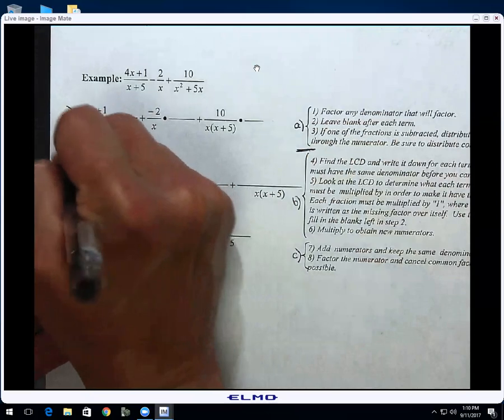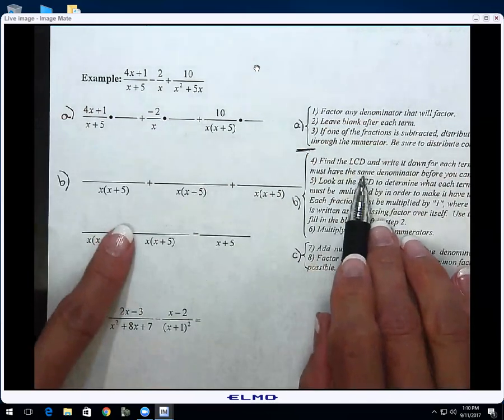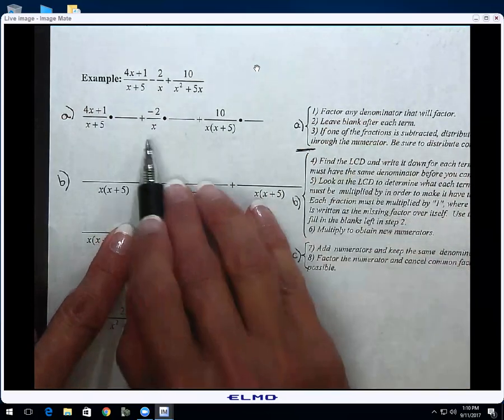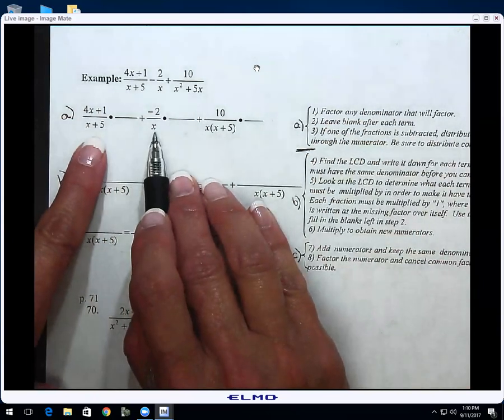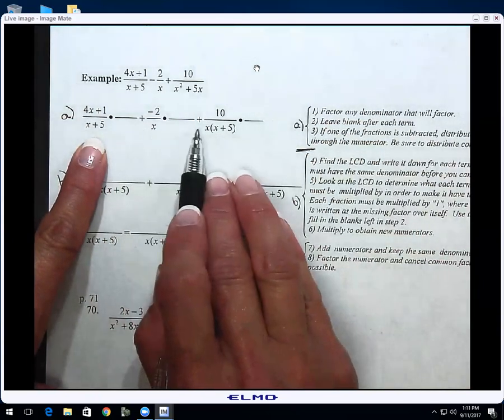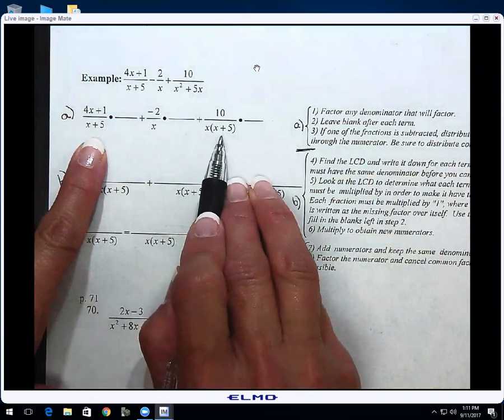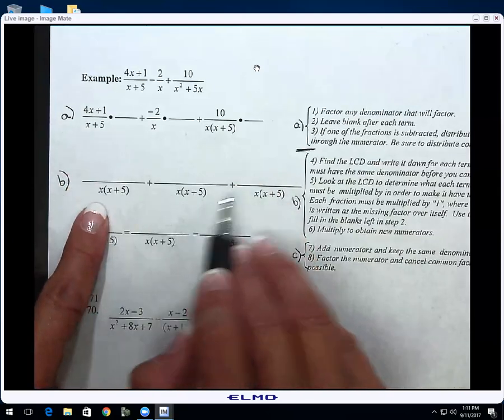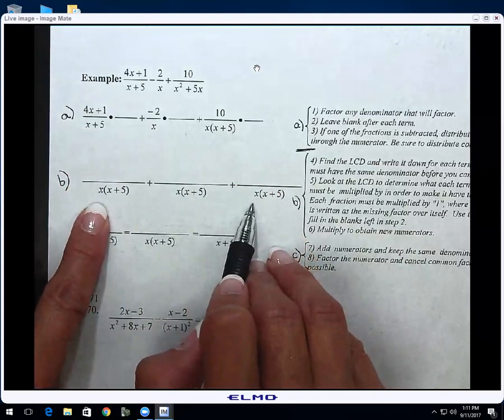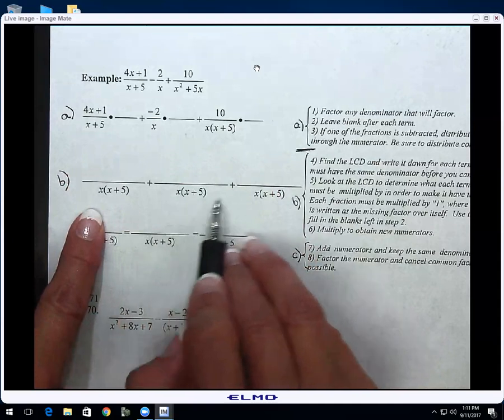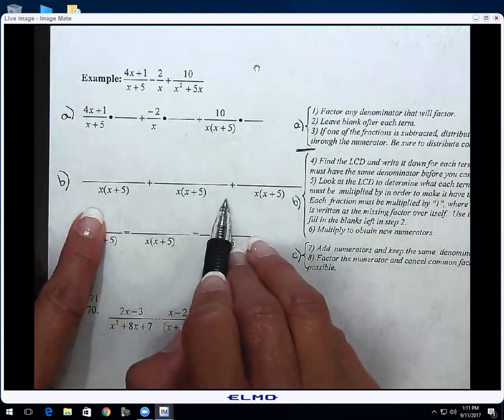Step B, find the LCD. My denominators are x plus 5, x, and x times x plus 5. What's the LCD? x times x plus 5. And write it down for all 3 fractions, because I have to make all 3 fractions have that denominator before I can add them.